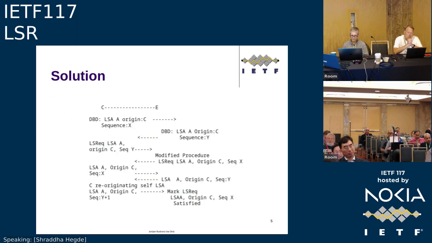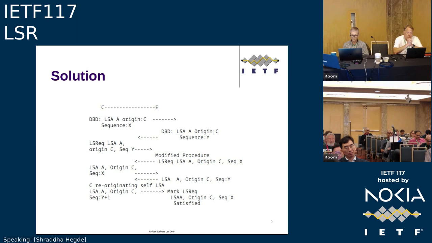Let's see the details of this procedure in the next slide. Here C is the restarting router and E is the neighbor. In database exchange, C will send its LSA with some sequence number X. And then E, in its database exchange, will also send the same LSA, which is originated by C, with sequence number Y. Here Y is the stale LSA, which is left in E's database from its previous incarnation.